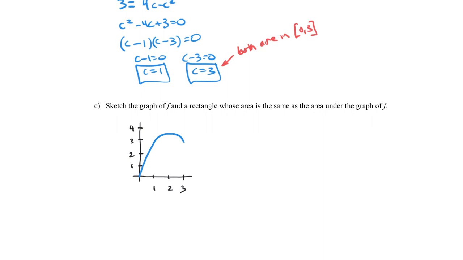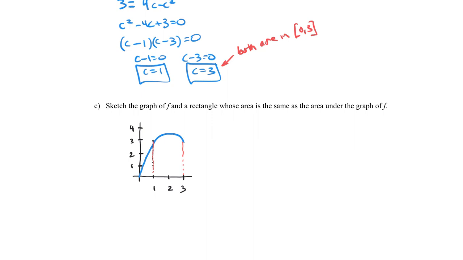Okay, so now it says sketch a graph of f, so here's f, and a rectangle whose area is the same as the area under the graph of f. So the area under this curve here between 0 and 3, well, to sketch the rectangle, we can use these. These are the things that if we use these for the height, the function evaluated at these spots for the height, we'll get a rectangle. So at 1, if I go up to 1, it's here. Actually, I want to do that one in red. And 3 also is here.